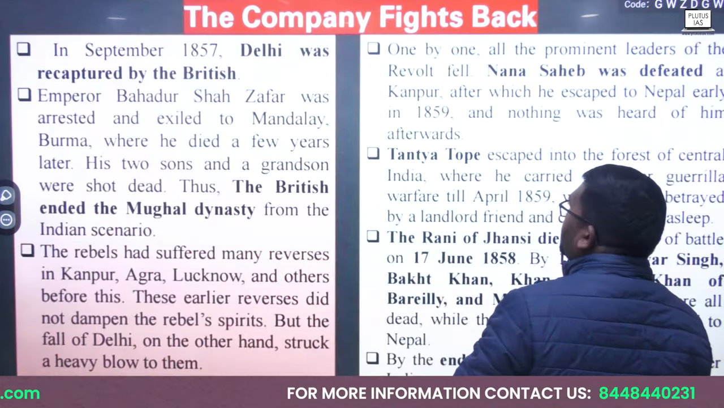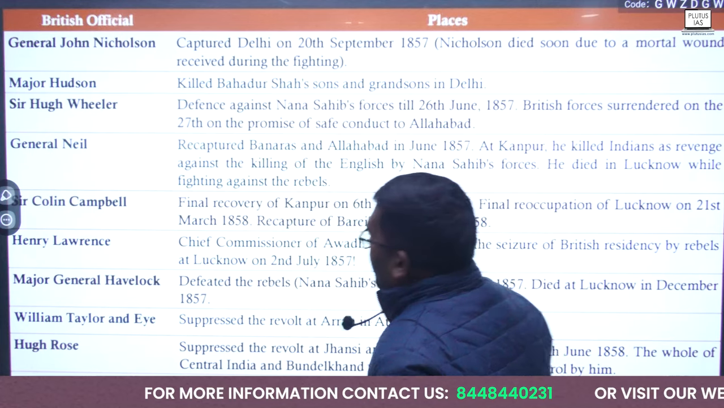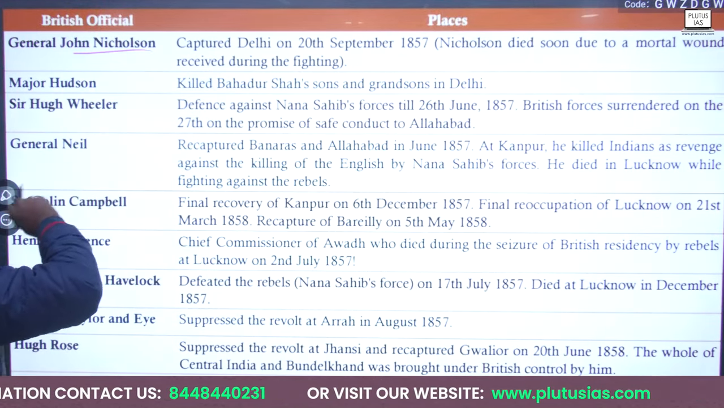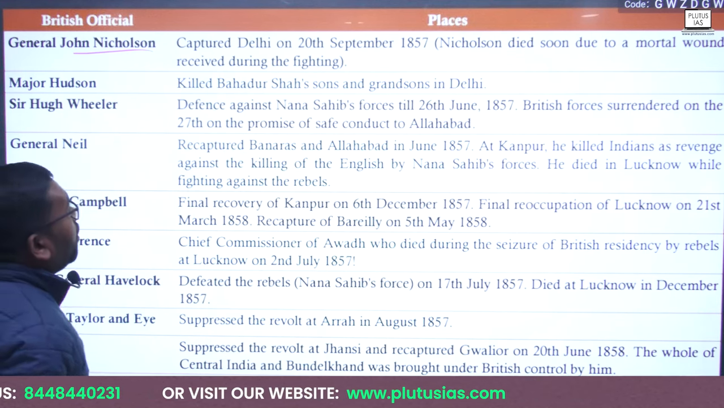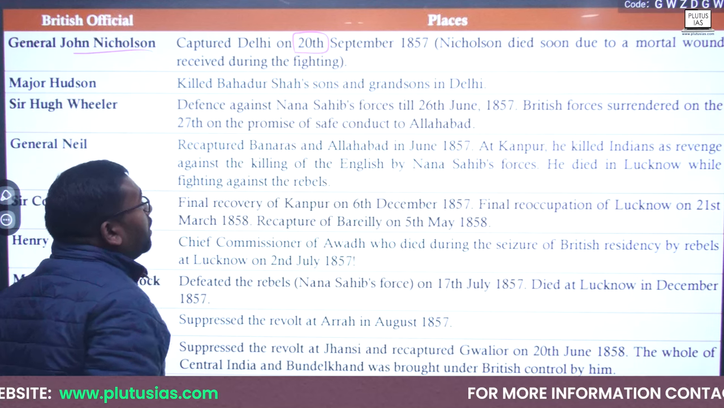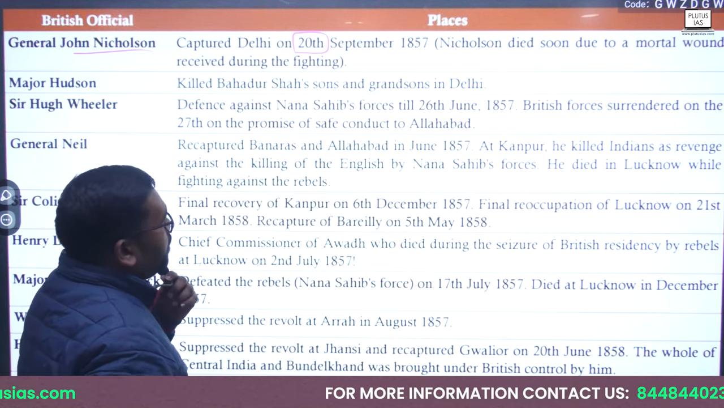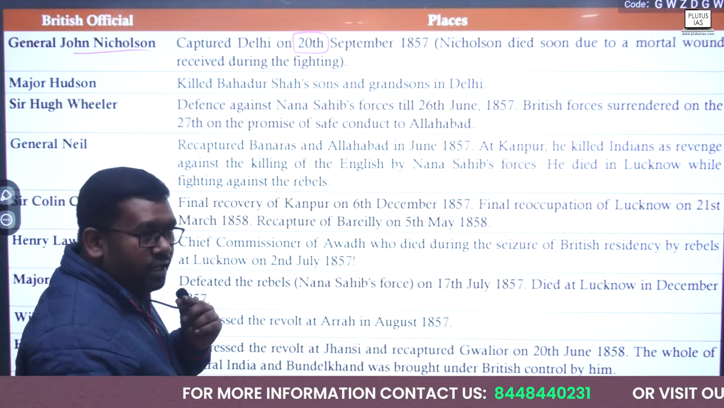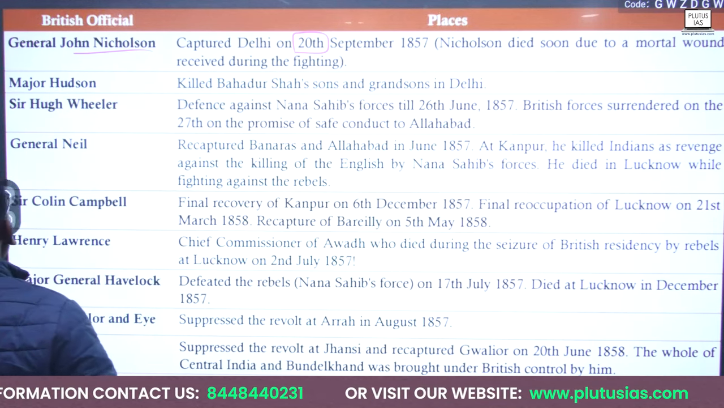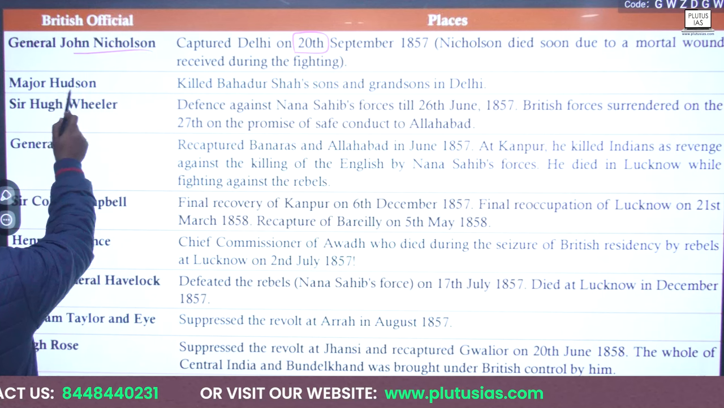So first of all, let us see the persons. One is a general, John Nicholson. He came to Delhi. He captured Delhi on 23rd September. They took about 15 days to capture Delhi. Nicholson especially was injured in the battle, and then he died in the hospital, not on the battlefield. Then we have a major, Hudson.